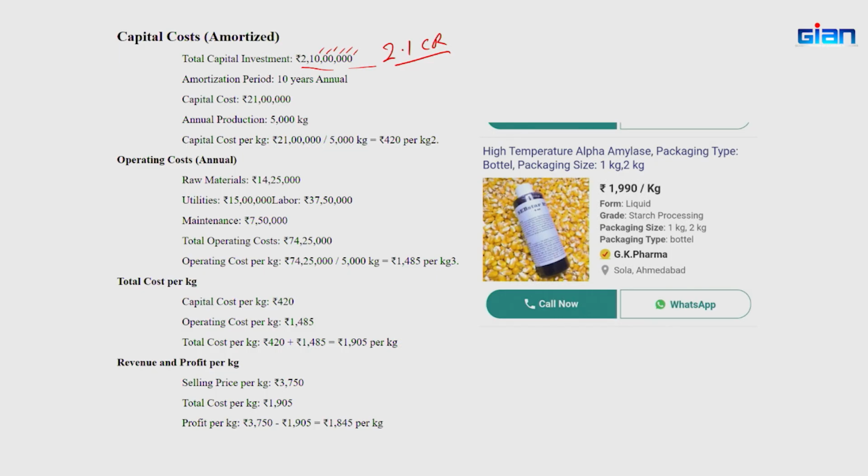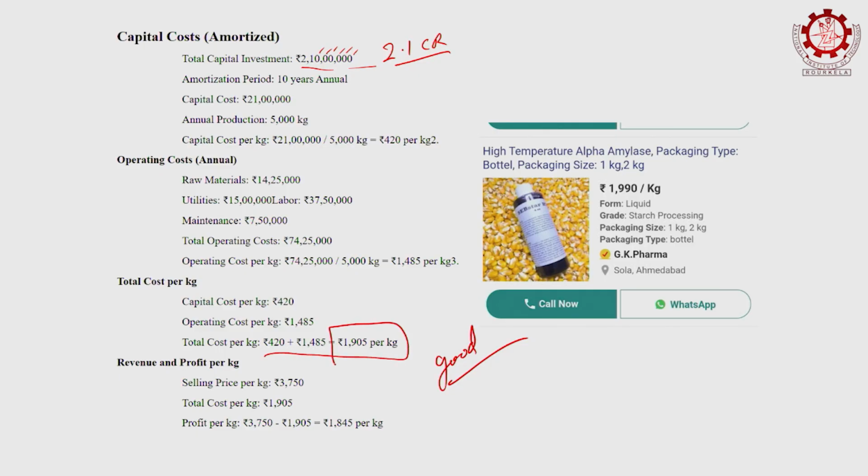Then we go for operating cost. Our raw material cost is 14,25,000 for the entire year. Utilities 15 lakh, labor 37 lakh 50,000, maintenance 7 lakh 50,000. Then the total operating cost comes out to be 74 lakh 25,000 rupees. And the operating cost per kg comes out to be 1,485 rupees per kg. So total cost per kilogram comes out to be 420 capital cost and 1485 operating cost. So our total cost comes out to be 1905 per kg.